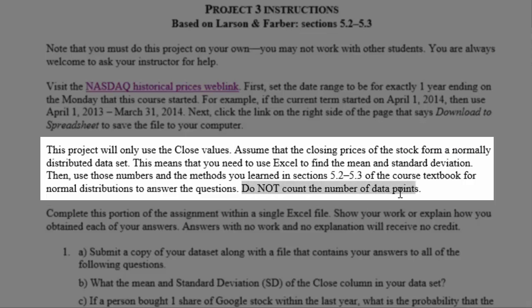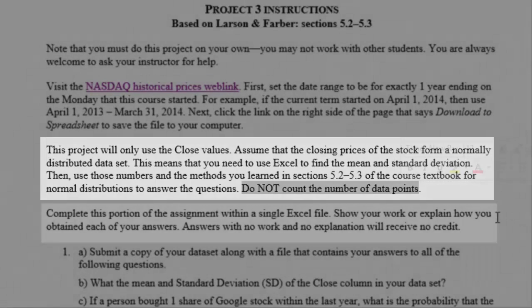So to calculate probabilities, you should never be counting data points. If you are counting data points to say, hey, there's 72 out of the 250 values that fall, you're doing it wrong. You're not going to get any points. Do not count data points. Use the formulas for the normal distribution.